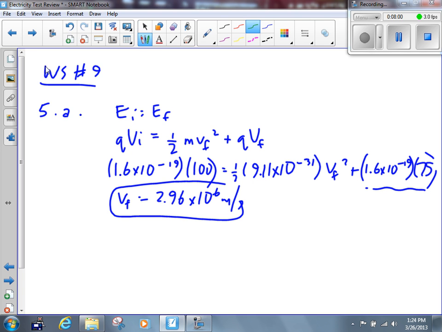What if we had chosen to do it a little bit differently? What if we had said QVI is equal to one half MVF squared? What if we had said, look, I don't like this whole VF is equal to 75 thing. I understand I've only gone a quarter of the way through, but I like seeing VF is equal to 0. You can do that. You can always do that. But if you do that, then we're not going to say the initial potential is 100. Relative to the end, the initial potential would be what? 25.